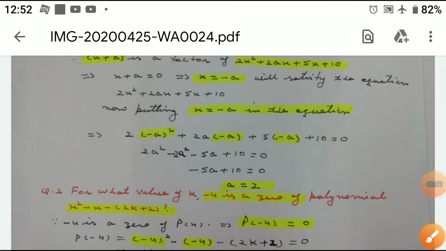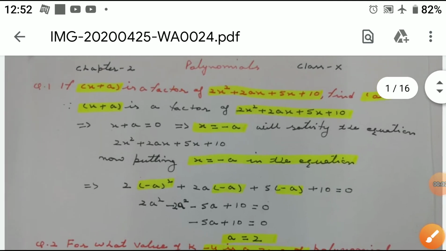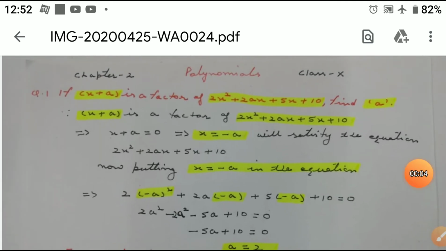Hello students, today we are going to discuss some of the important questions of chapter Polynomials, class 10th. So let's start with question number 1, and the question is: if x plus a is a factor of 2x square plus 2ax plus 5x plus 10, find the value of a.